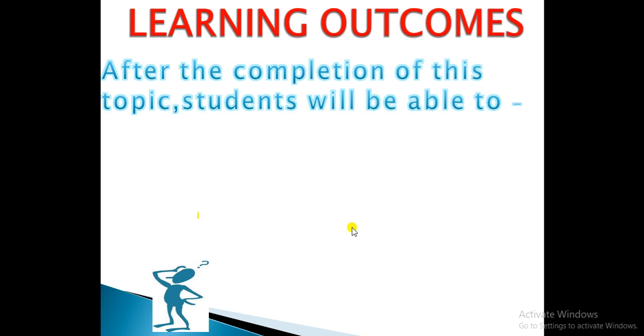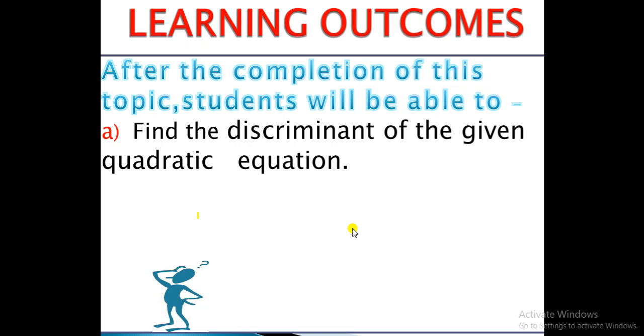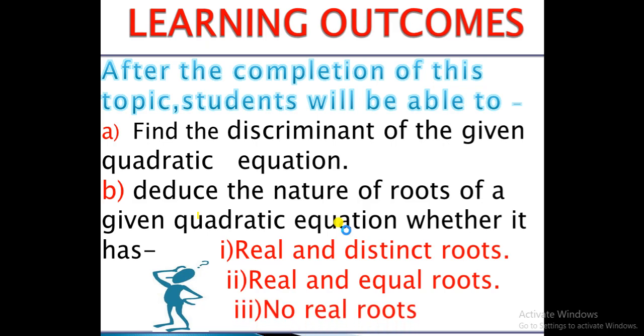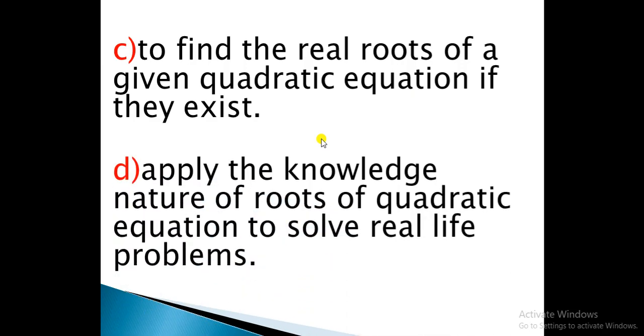Now let us see the learning outcomes. After the completion of this topic, students, you will be able to find out the discriminant of the given quadratic equation. You will be able to deduce the nature of roots of a given quadratic equation, that is whether it has real and distinct roots or real and equal roots or no real roots. You will also be able to find out the real roots of a given quadratic equation if they exist. You can apply the knowledge of nature of roots of quadratic equations to solve real life problems.